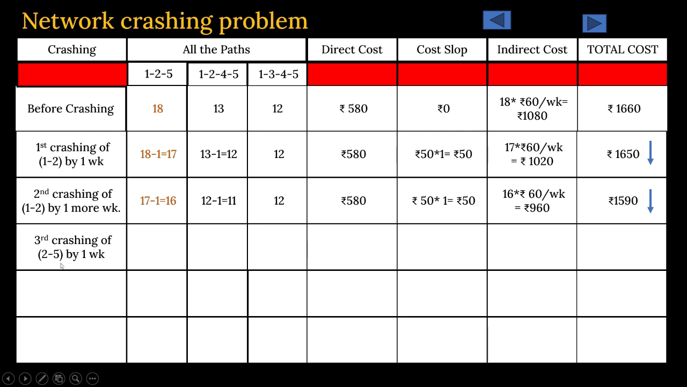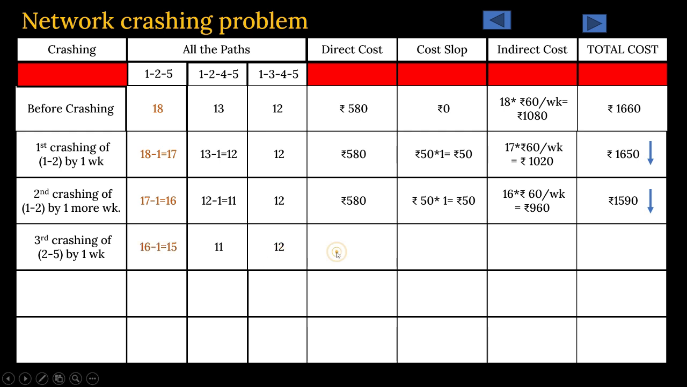So third crashing of 2 to 5 by 1 week. So initially it was 16 days. Then 16 minus 1 week, again 15 days. In this path, there is no 2 to 5, so it will remain 11 days. In this path also, there is no 2 to 5 activity, so it will also remain 12 days.